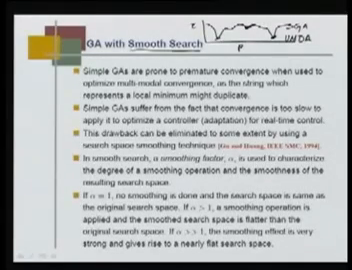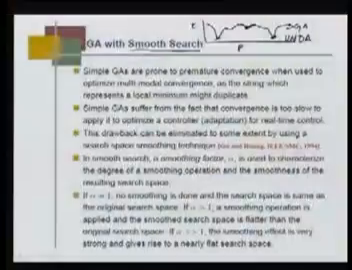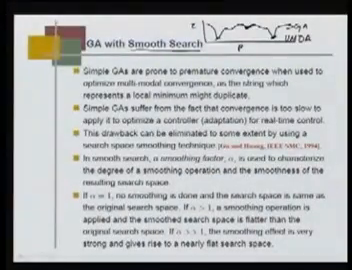Simple GAs also suffer from the fact that convergence is too slow to apply to optimize a controller for real time control. In real time we have to optimize it very fast. This drawback can be eliminated to some extent by using the search space smoothing technique. For this technique you can follow this paper that appeared in IEEE Systems, Man, and Cybernetics in 1994.